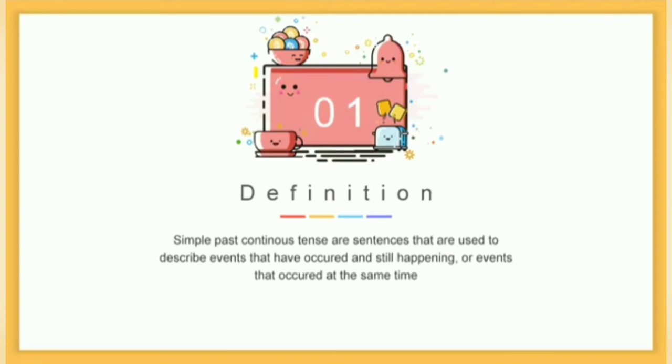Simple past continuous tense are sentences that are used to describe events that have occurred and are still happening, or events that occurred at the same time.